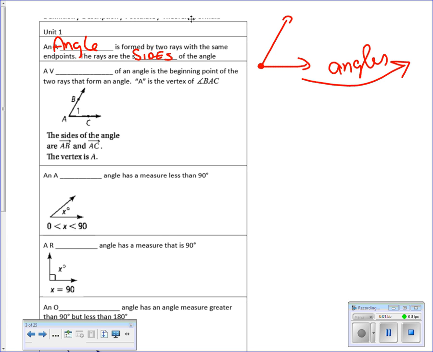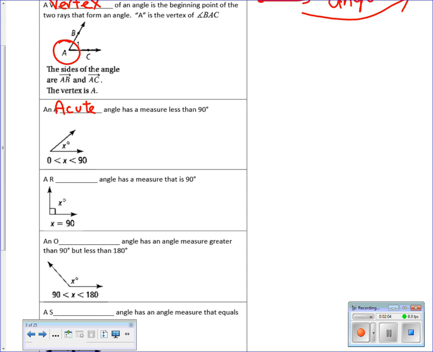Let's continue on, though. Next up is the vertex. In this drawing here, A is the vertex. It's the point that the two rays are coming out from. Now a couple of basic words that you've had in previous classes. Acute angle. An acute angle is an angle whose measure falls somewhere greater than 0 but less than 90.